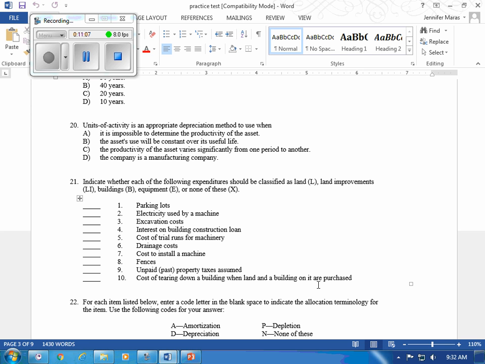Cost to install a machine. E. Fences. Are they going to last forever? LI. Oh boy. Unpaid past property taxes assumed. That could either be land or building, whatever you're buying. That gets rolled in. Now, had it said property taxes for the next 3 years, then that would have been X. Cost of tearing down a building when land and a building on it are purchased. Land.